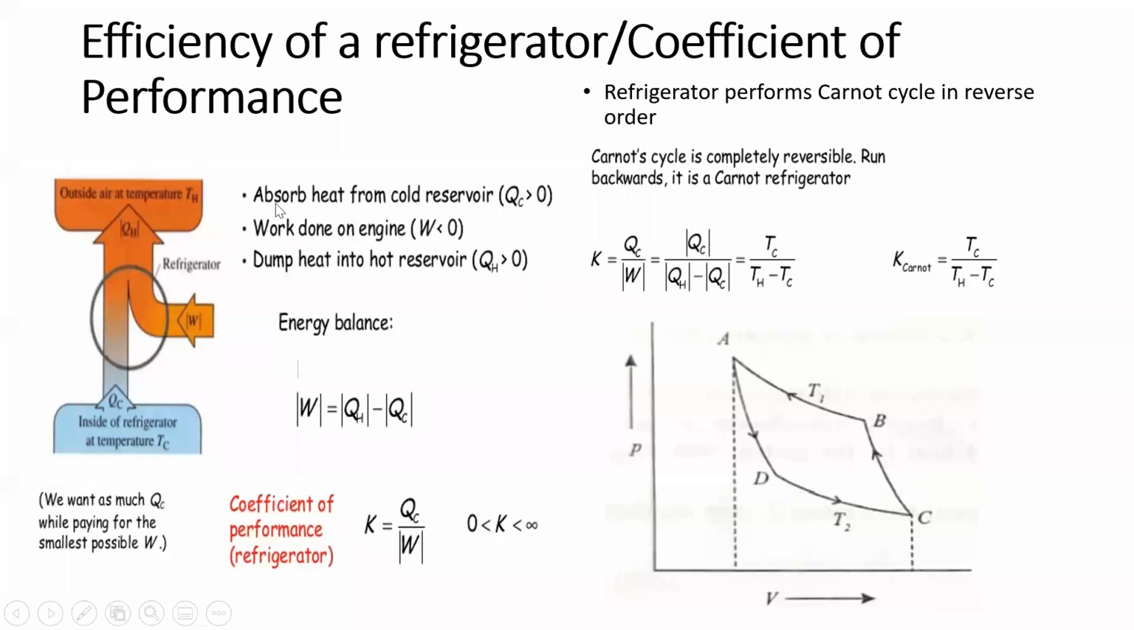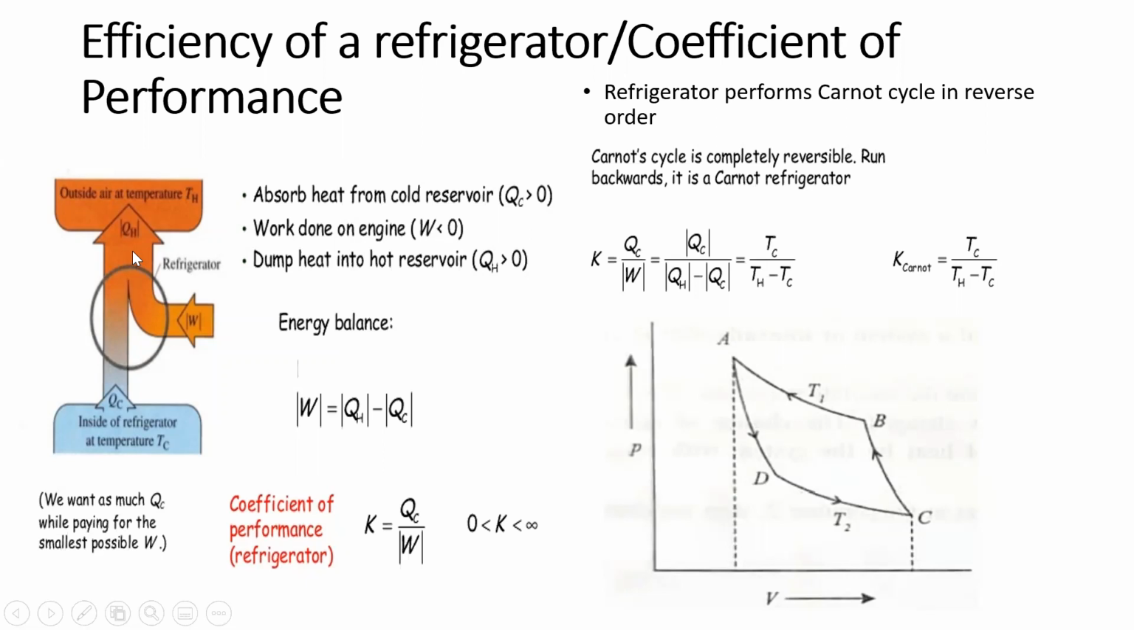And that's what we explain now. Absorb heat from the cold reservoir. That is, the amount of heat absorbed, QC, will be bigger than zero. Some amount of heat is absorbed. And the work is done on the system. So the work done should be negative. That's why it's written work done is less than zero, which means the work done is negative.